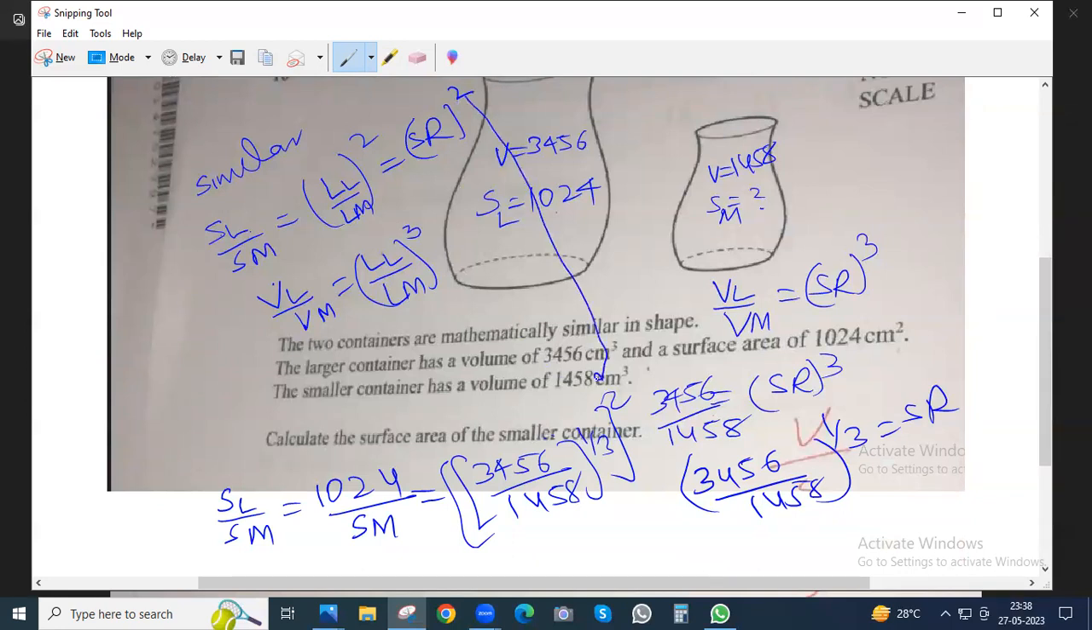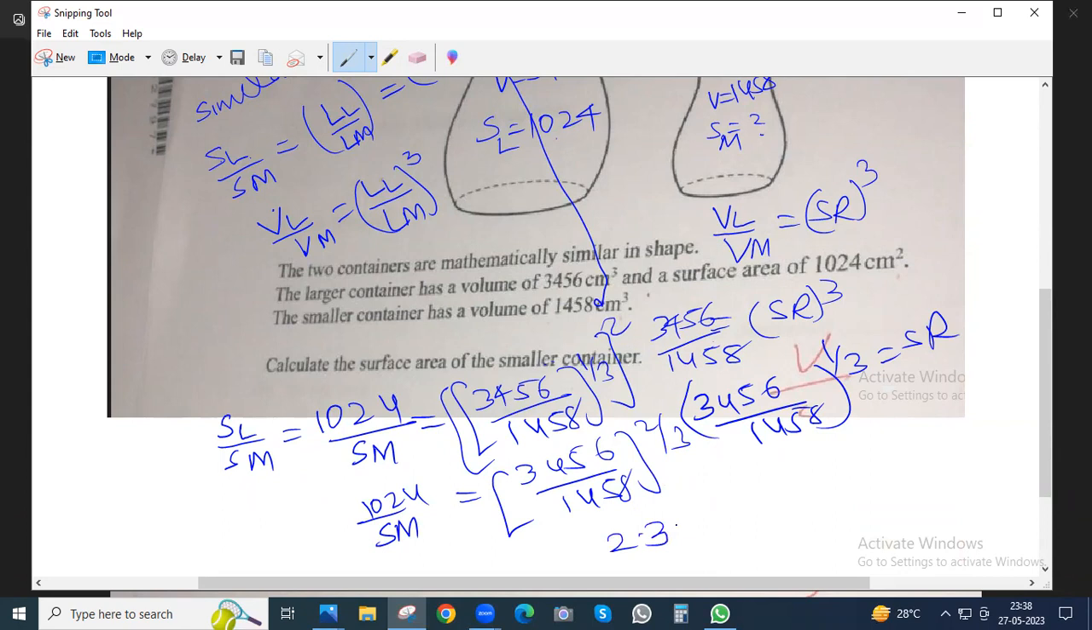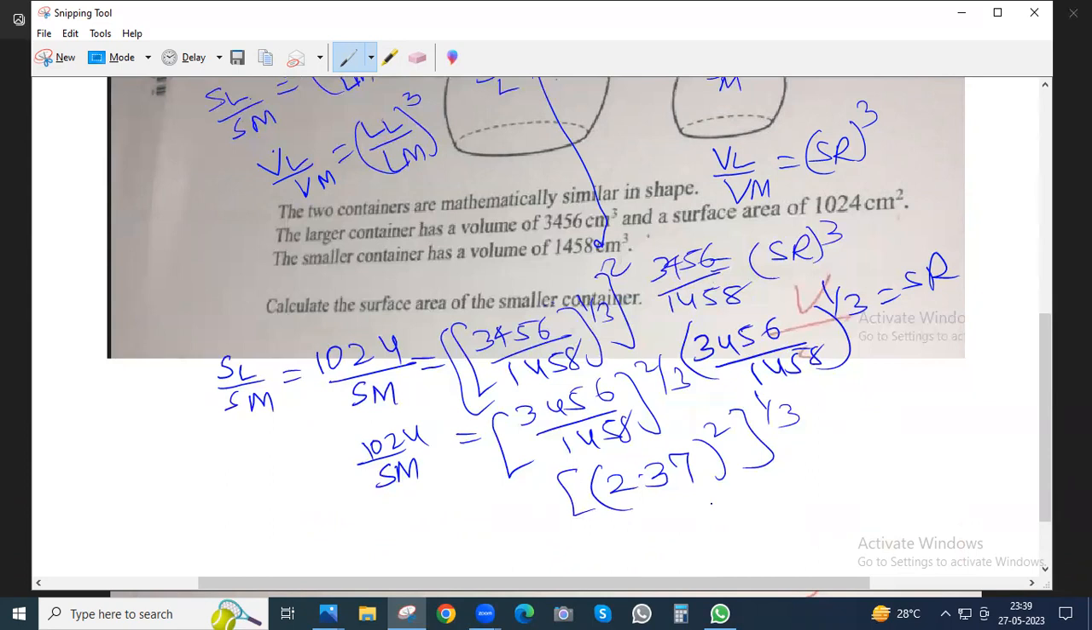So now you have to calculate that: 1024 over Sm is equal to 3456 by 1458 to the power 2 by 3. Now how do you do this? First we calculate 3456 by 1458, which comes out to be 2.37, and then you can just square this, and then you can take the cube root of this. So 2.37 squared is 5.61, and then you can find the cube root of this.